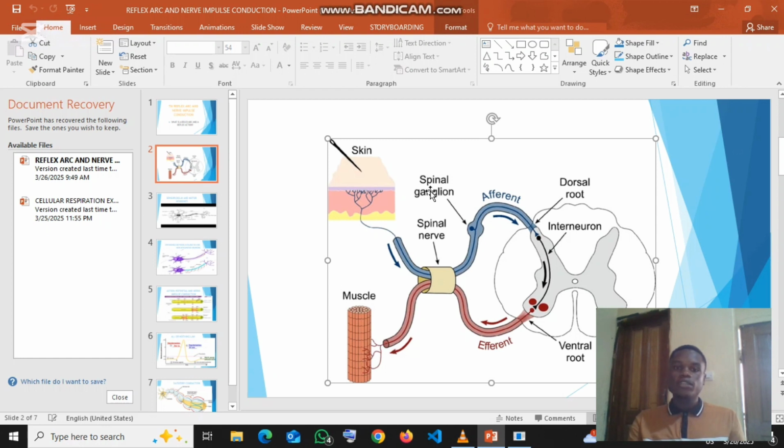This is basically a reflex act. That's the pathway through which a reflex action takes place: from the sensory neuron to the interneuron, the central nervous system, the efferent pathway, and the motor neuron. That's basically a reflex act.